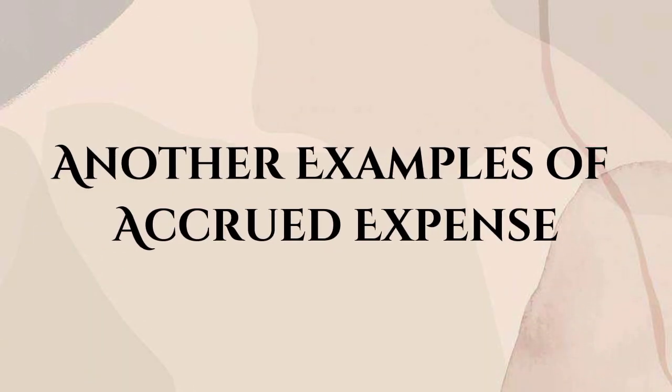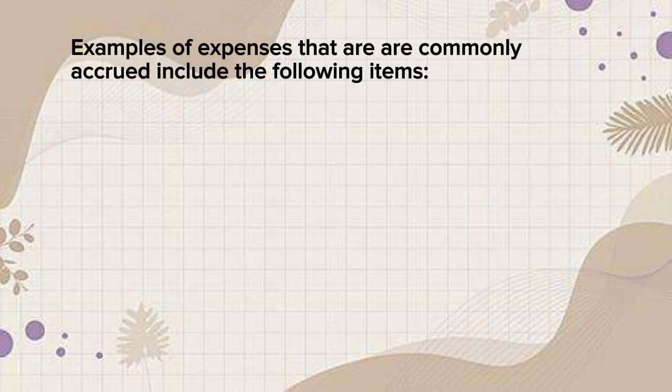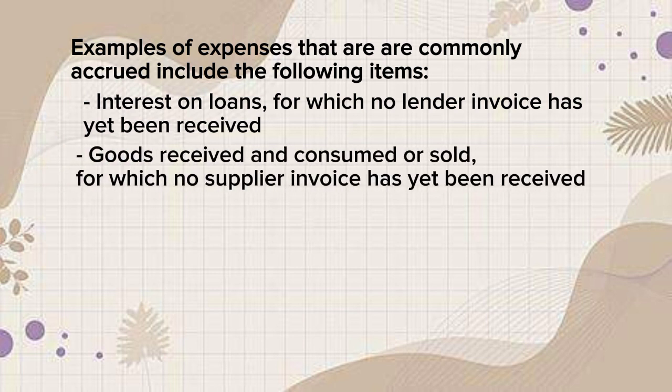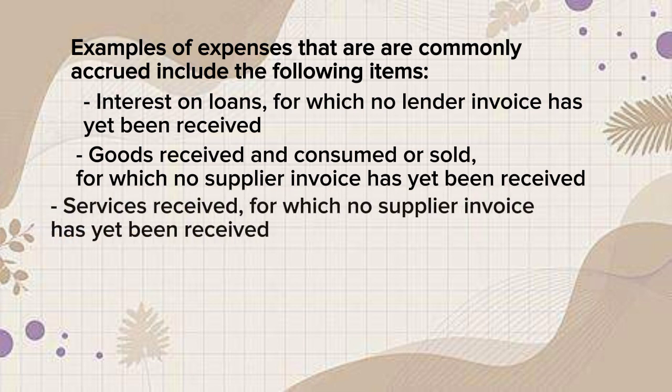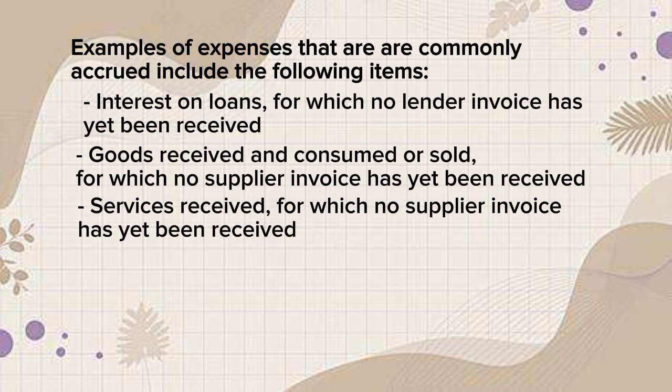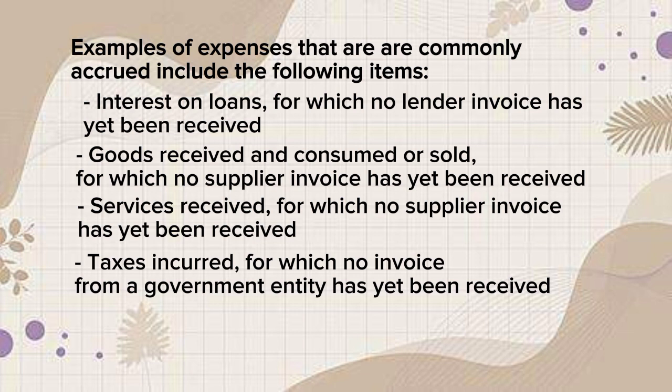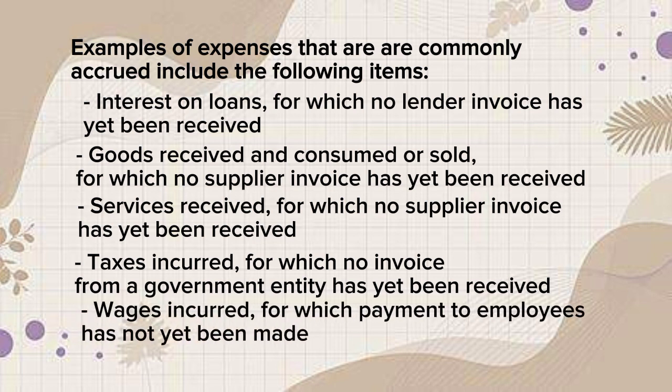Another example of accrued expense. Examples of expense that are commonly accrued include the following items: interest on loans, for which no lender invoice has yet been received; goods received and consumed or sold, for which no supplier invoice has yet been received; service received, for which no supplier invoice has yet been received; tax incurred, for which no invoice from a government entity has yet been received; wages incurred, for which payment to employees has not yet been made.